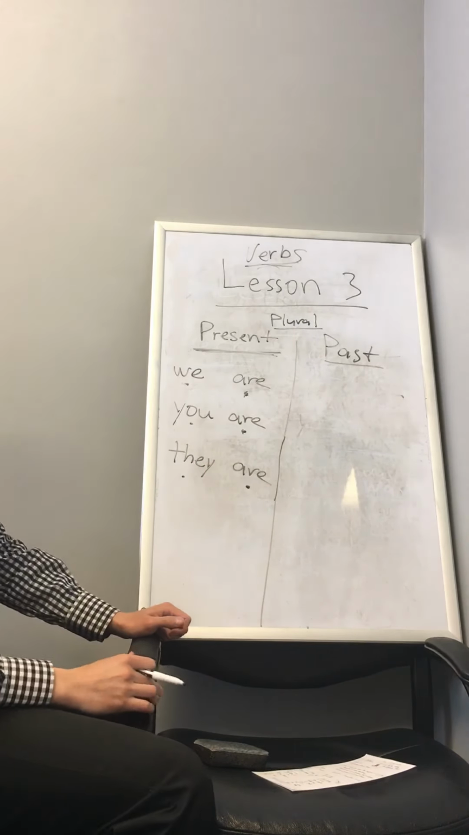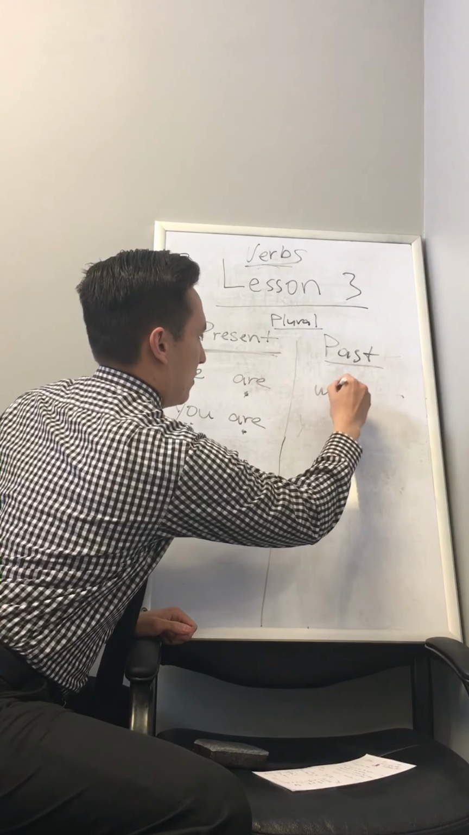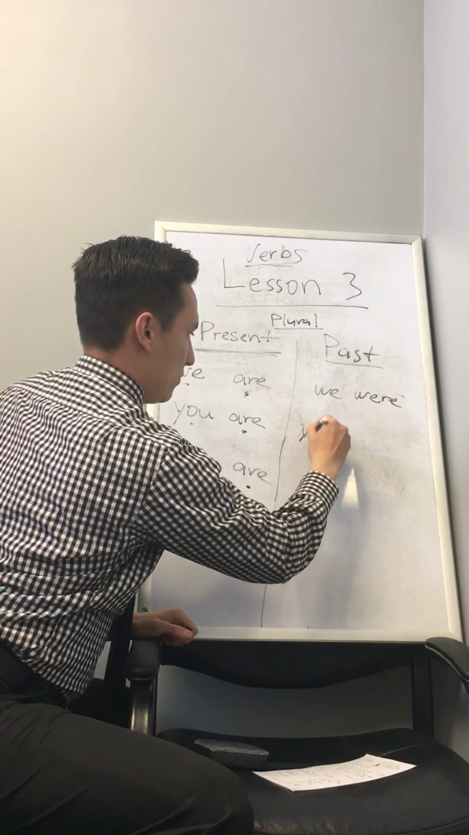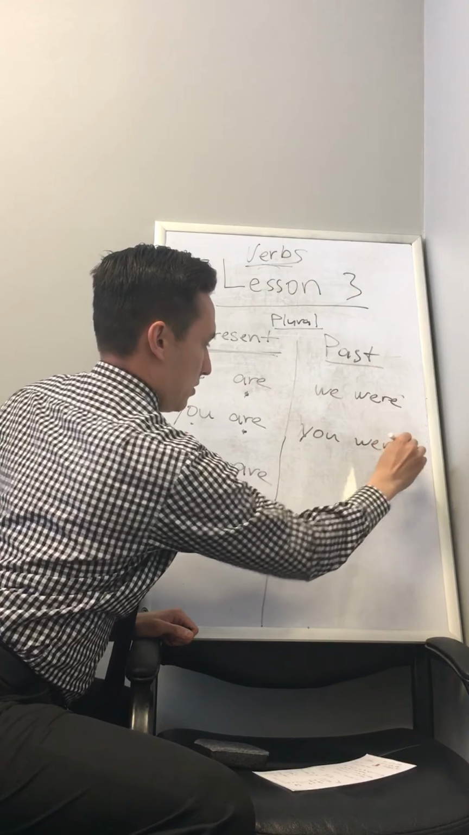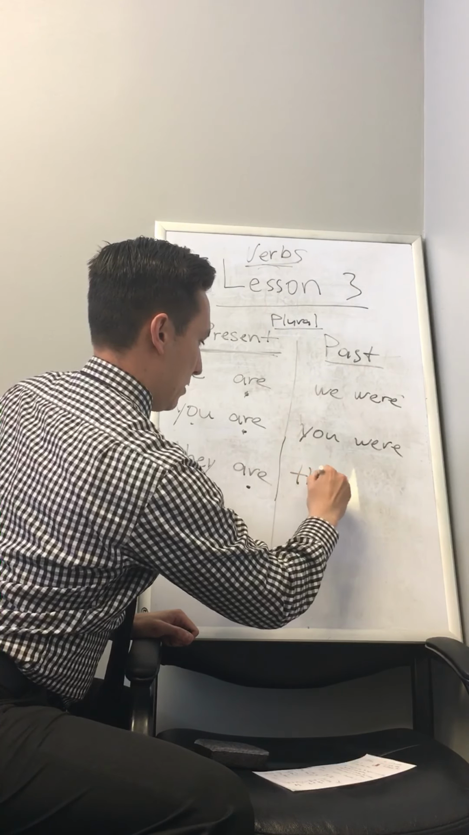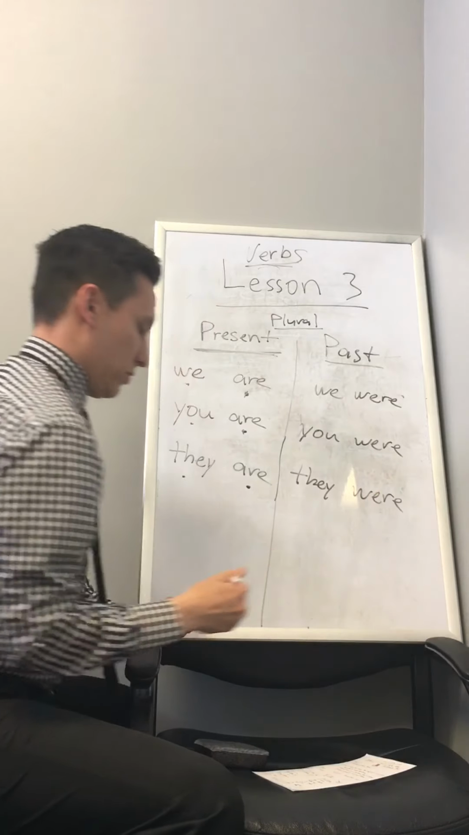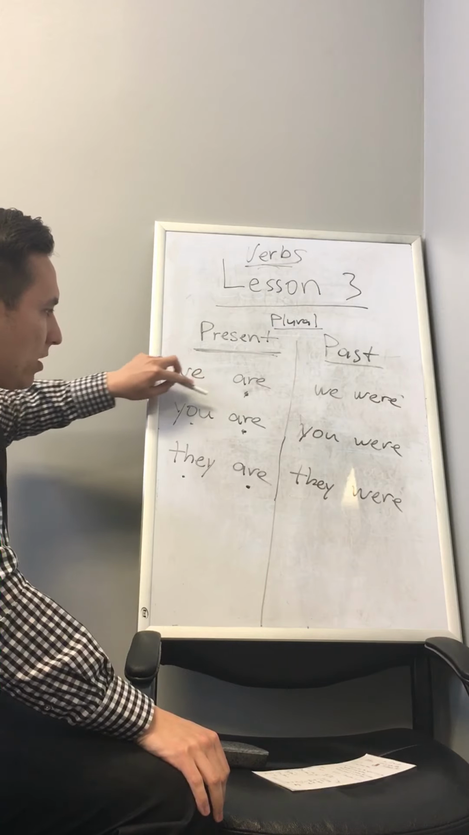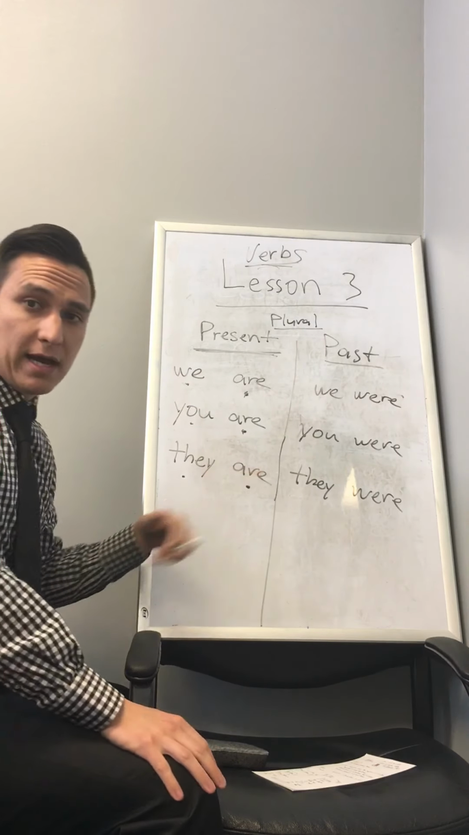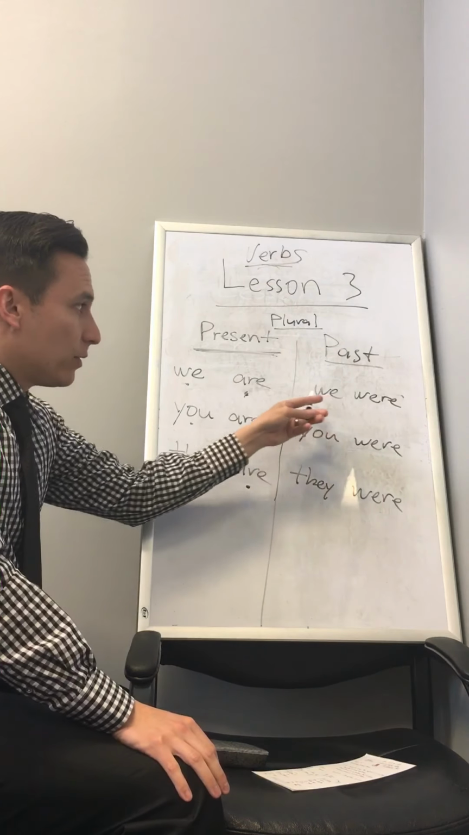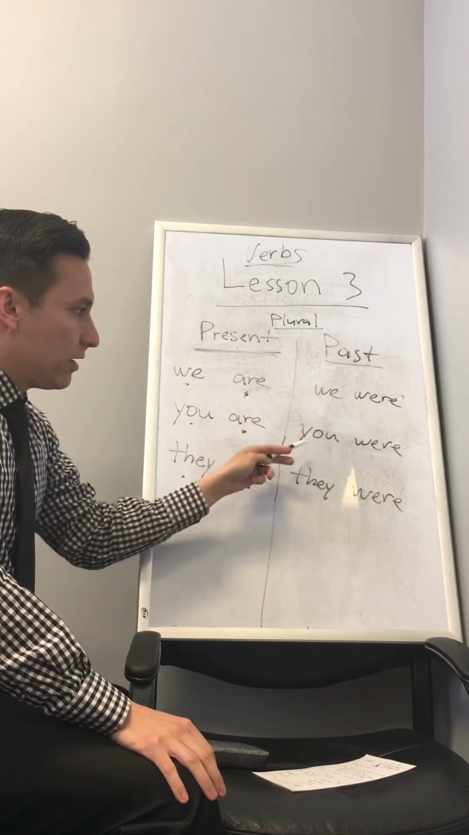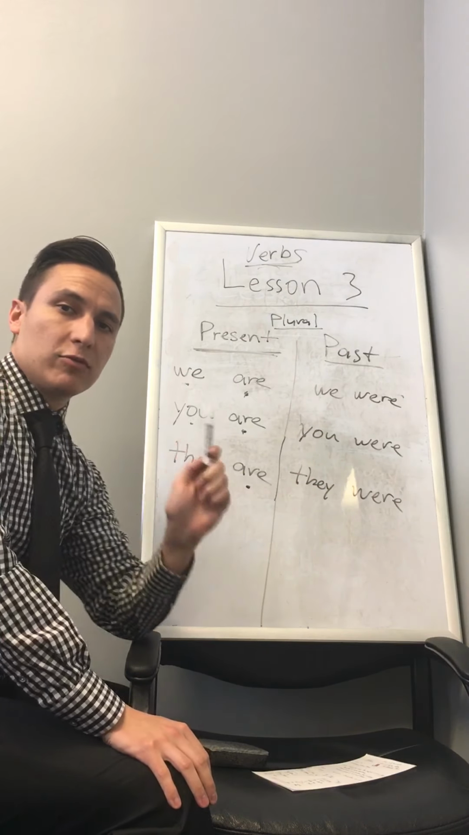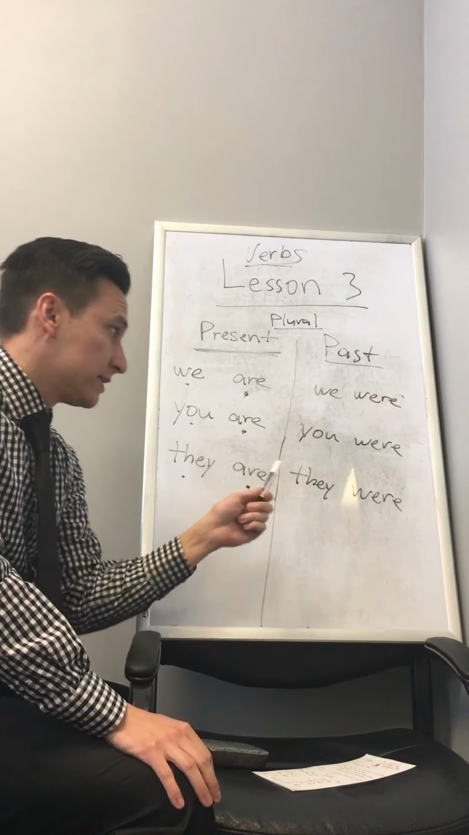Next, we're gonna go over the past tense. So we were, you were, and they were. So once again, present, we are, you are, they are. Now in the past, in the pasado, la forma pasado, we want to say we were, you were, and then they were.